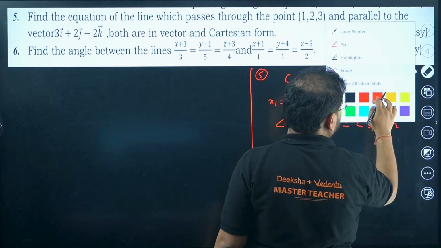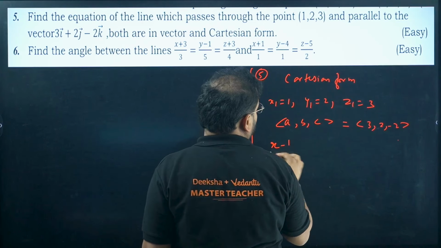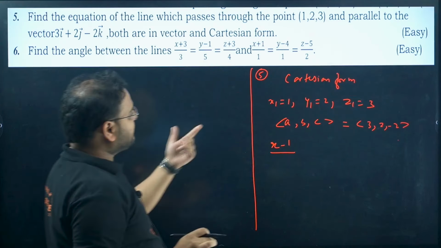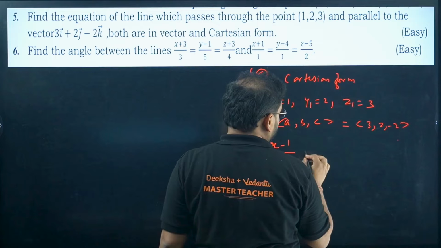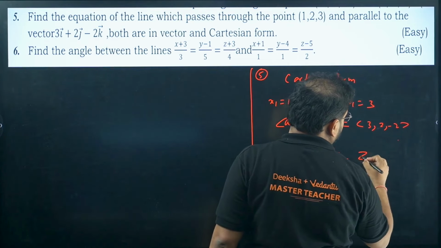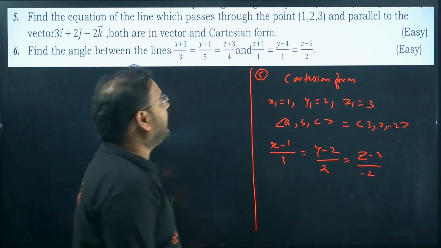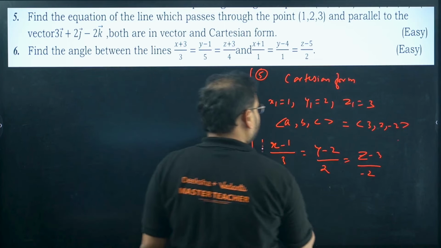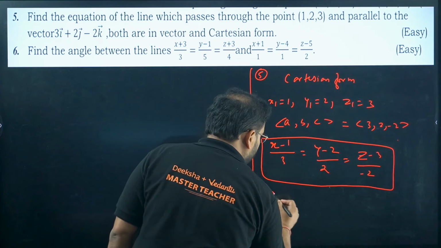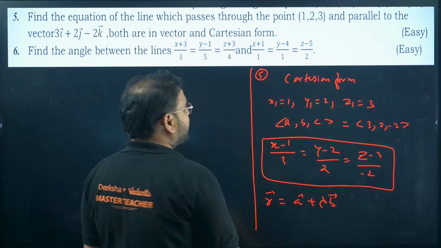Please check. So what do we get? x minus x1 means x minus 1. That's the formula we just wrote over here: x minus x1 upon A. So x minus 1 upon 3, y minus 2 upon 2, and z minus 3 upon minus 2. Okay, this is your Cartesian form. What about vector form, sir? That is much simpler. r equals vector a plus lambda vector b. What is vector a over here?